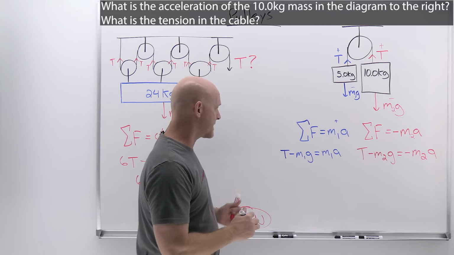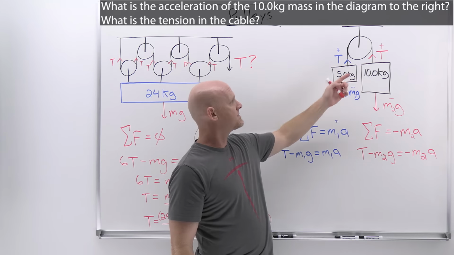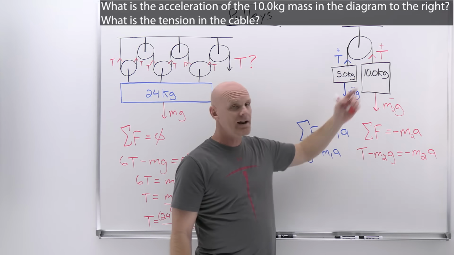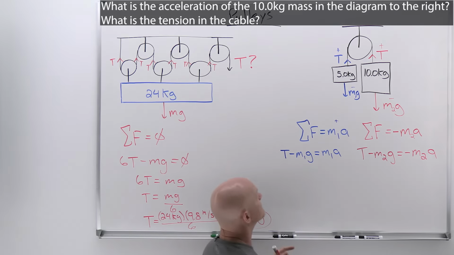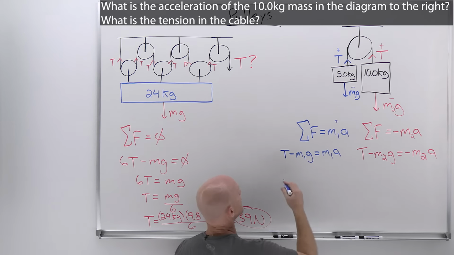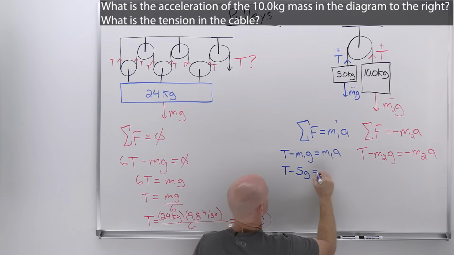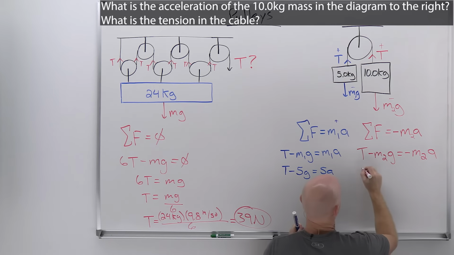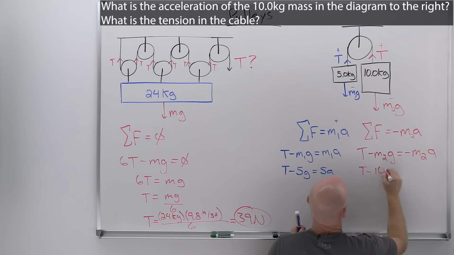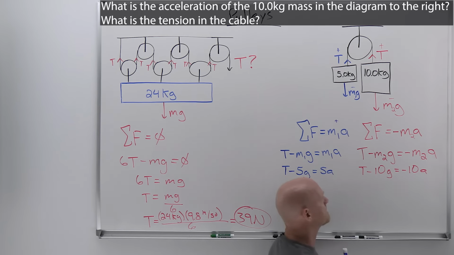So let's put some of the variables in there. I'm going to leave off the kilograms, and I'll leave off some of the sig figs as well, just make this 5 and 10, just to make the equations look a little simpler. Keeping the units in can get a little bit tedious and complicated here. So we're going to have T minus 5g equals 5a. And over here we're going to have T minus 10g equals negative 10a.